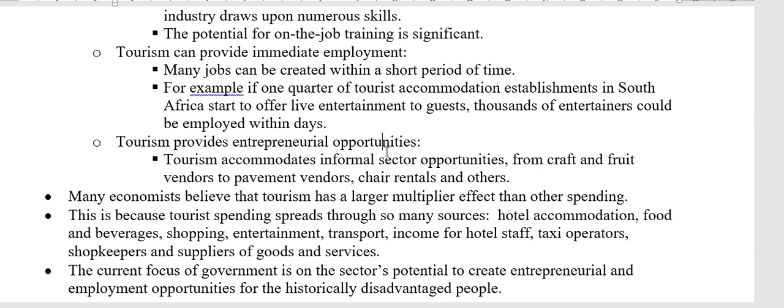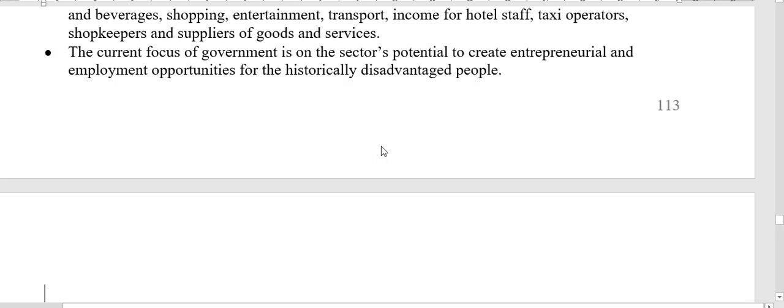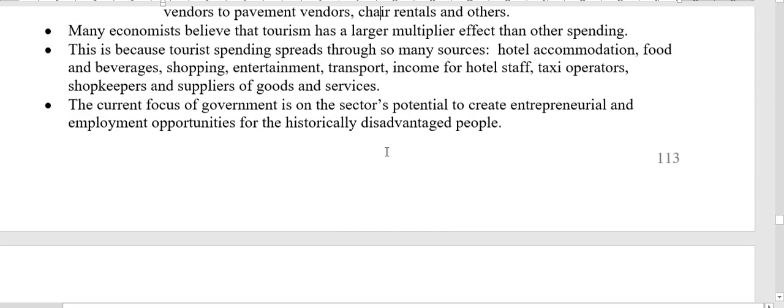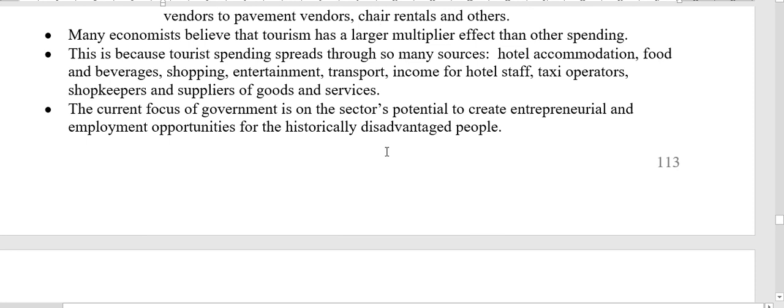Okay, it opens opportunities for a small entrepreneur with a small amount of money and a small investment to start a business of his own and then obviously employ other people. Now, many economists believe that the multiplier in the tourist industry is even bigger. The multiplier effect of tourism is bigger than, for example, government spending. Okay, because remember, tourism to a large extent does bring injections into the country, especially when it's foreign tourism.